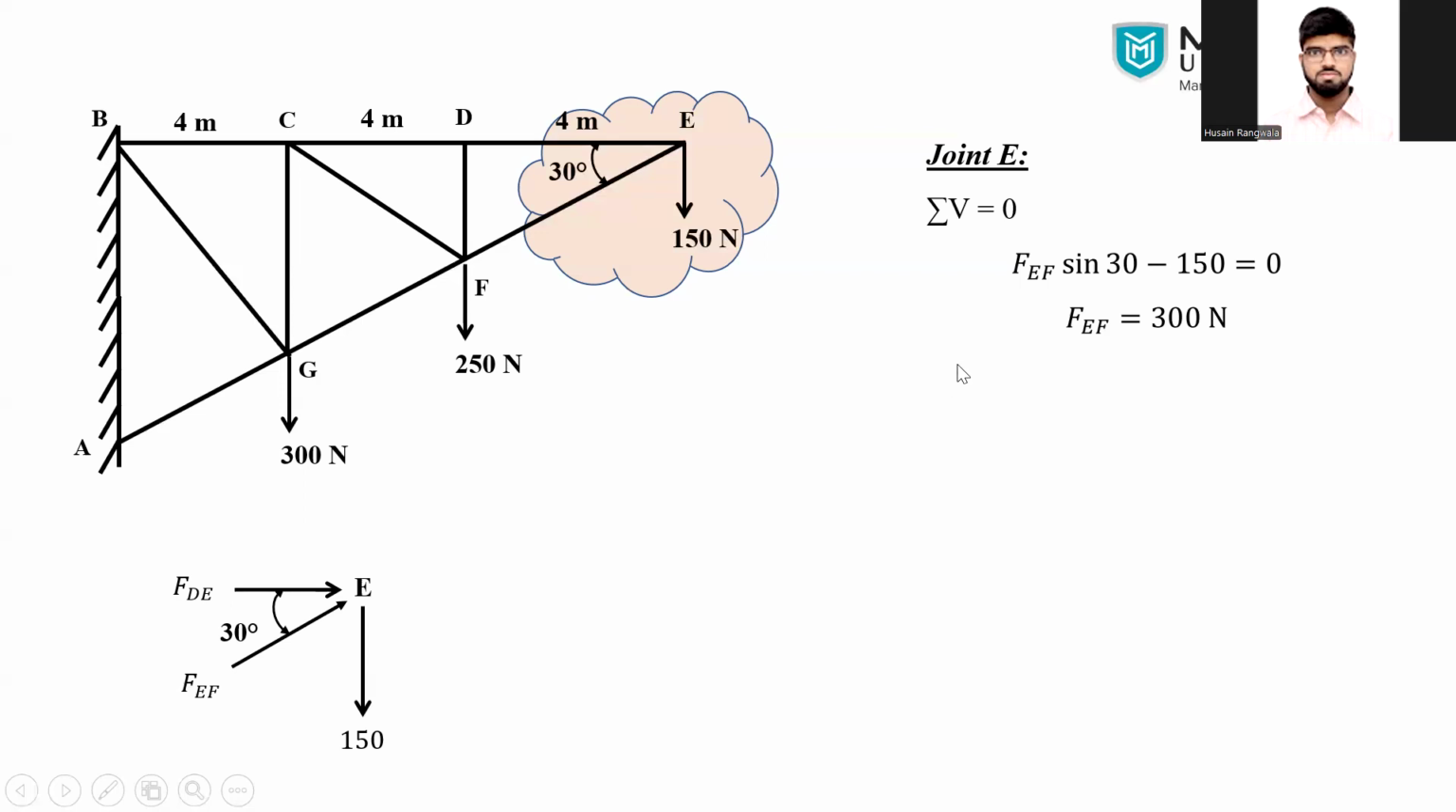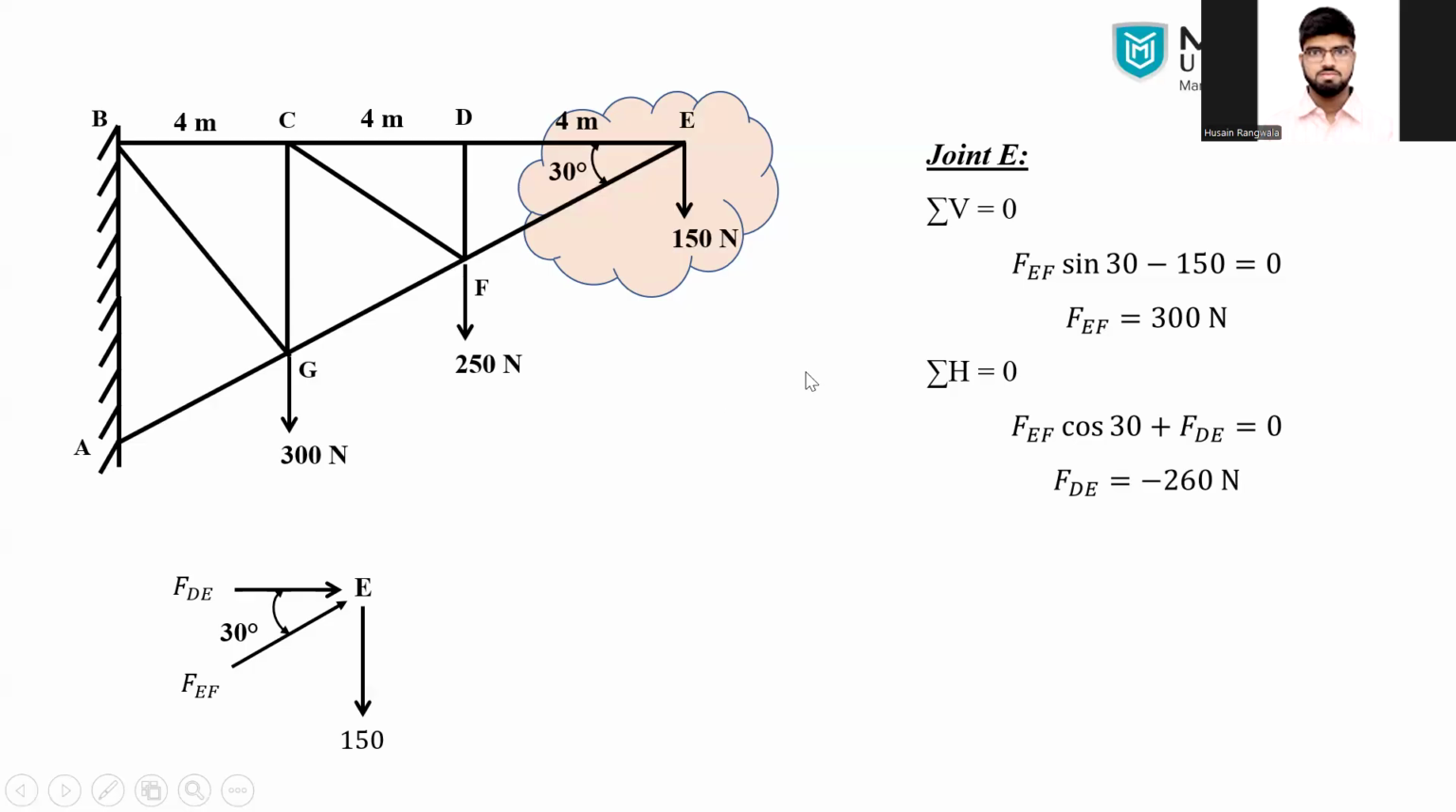Next, for the joint E, we are applying the second equilibrium condition, that is sigma H equal to 0. So there are two horizontal forces we can see in the free body diagram. One is FDE and second is FEF cos 30. Both are acting in the right hand side direction. So this is our equation. We already got the FEF from the previous one, so we are putting that 300 Newton in this condition. So we will get FDE equal to minus 260 Newton.